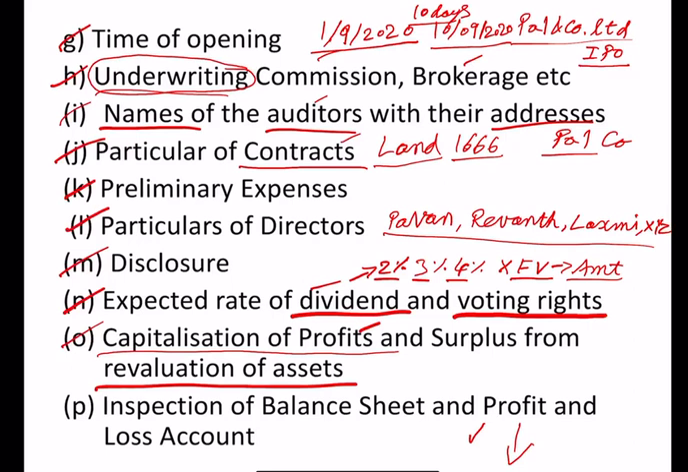That's all. And next, inspection of balance sheet, profit and loss account. Companies will inspect their balance sheet and profit and loss account from the auditors. There is no rule that the company must audit their balance sheets and profit and loss accounts. Unaudited company reports also can be issued, but the majority of the shareholders rely upon auditing, and they want audited financial statements. So the majority of the companies audit their balance sheets and profit and loss accounts.